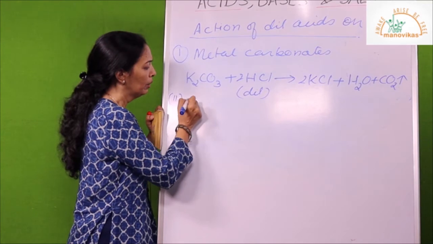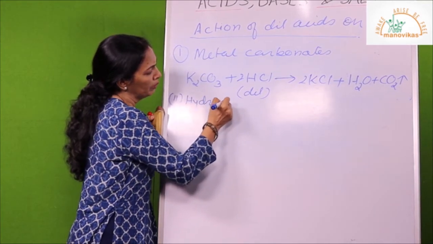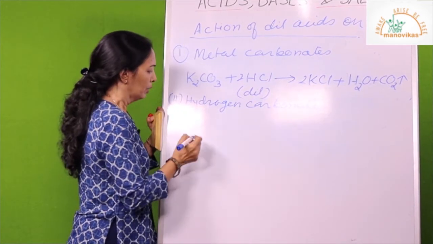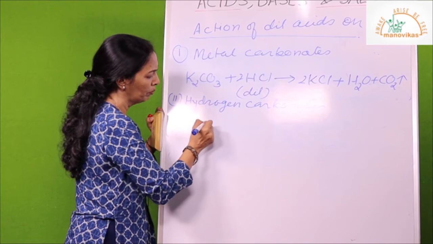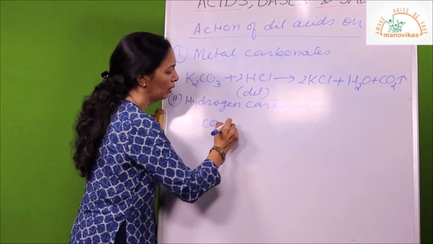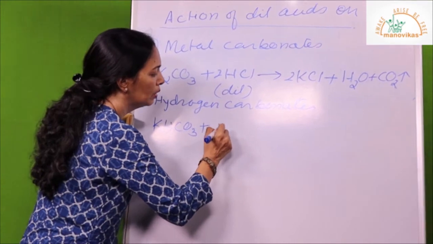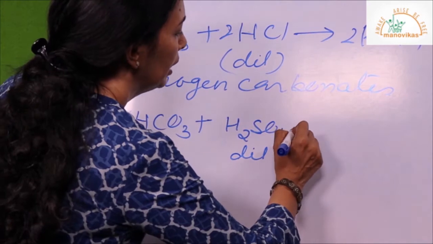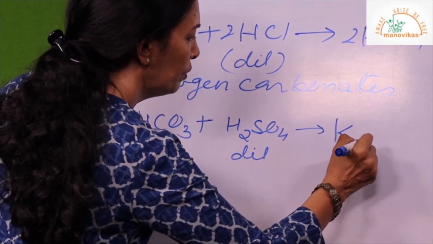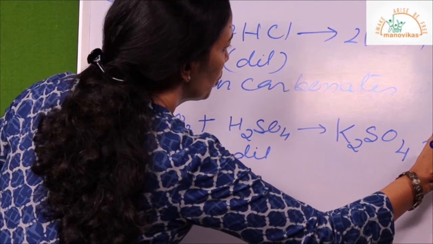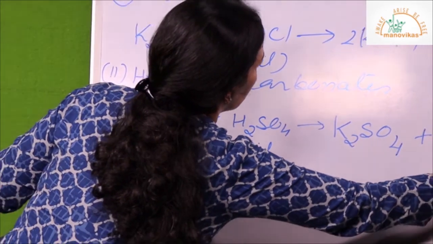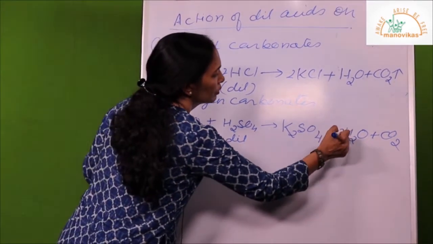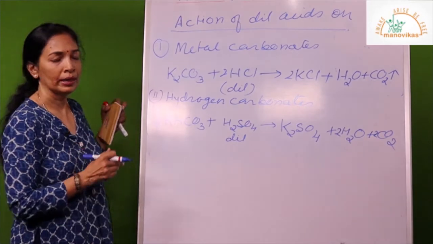Second one, with metal hydrogen carbonate. With reaction with hydrogen carbonates, we can take the same one, potassium bicarbonate or hydrogen carbonate. Let us suppose it reacts with sulfuric acid, which is dilute. What will it give? It will give K2SO4 plus H2O plus CO2. Okay, so here you will find this will be carbon dioxide gas coming out.